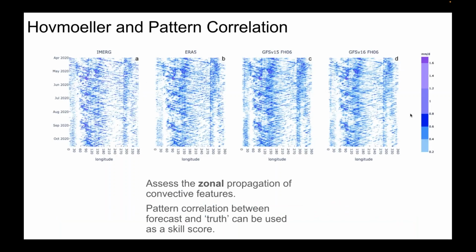So the first diagnostic I like to look at are these Hovmöller diagrams where the y-axis is dates, time increases going down, and then two versions of the truth, ERA5 and IMERG, and then forecast hour 6 for both GFS version 15 and GFS version 16. And you can see these zonally propagating precipitation anomalies, which at forecast hour 6, the models are very good at picking up that variability. So what this does is it helps us assess the zonal propagation of convective features in the tropics, and then the pattern correlation between the forecast and the truth can be used as a skill score. Next slide, please.